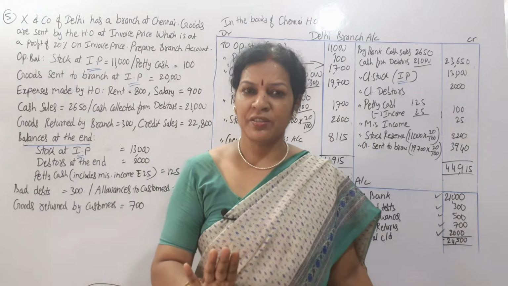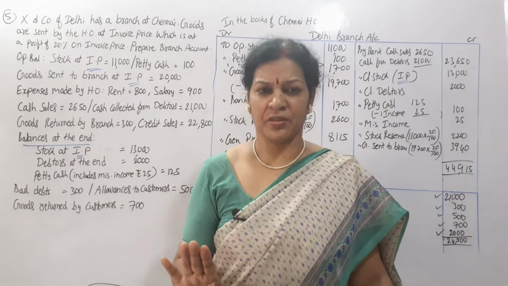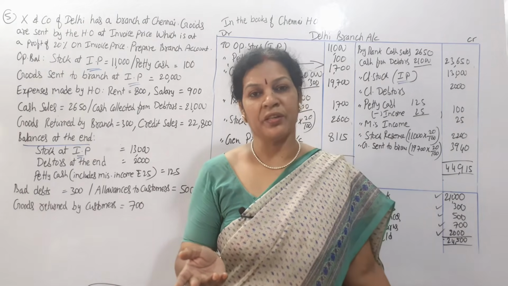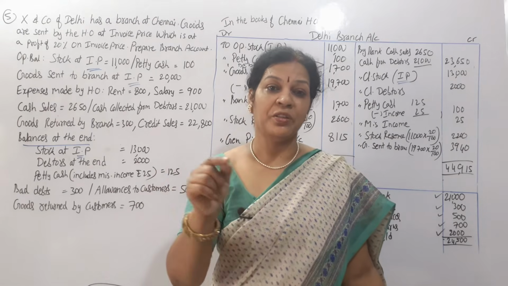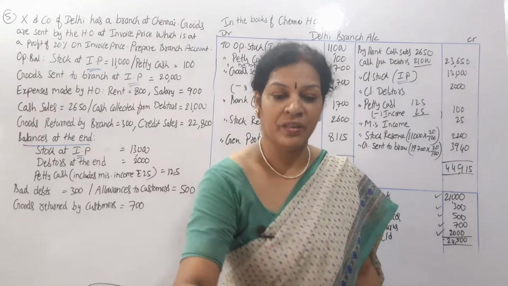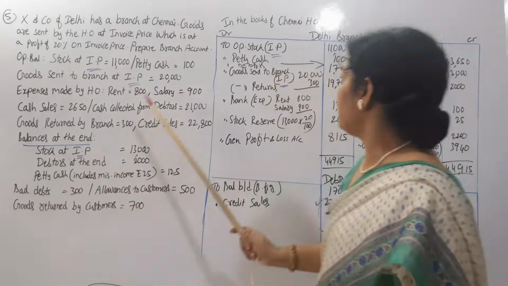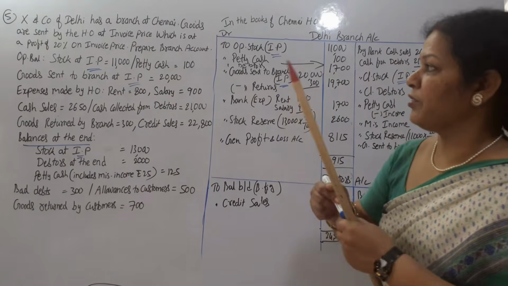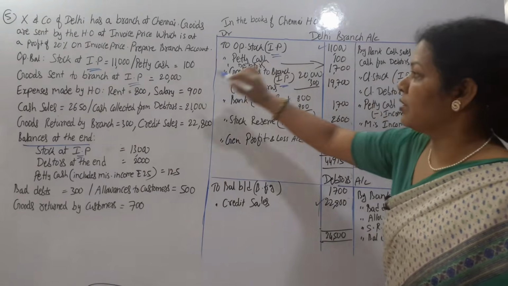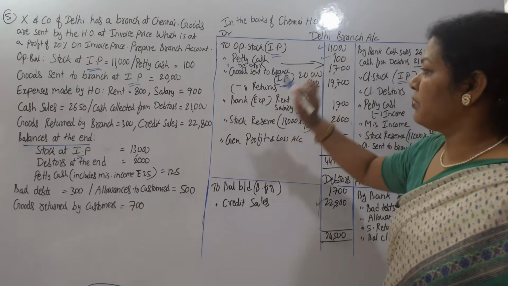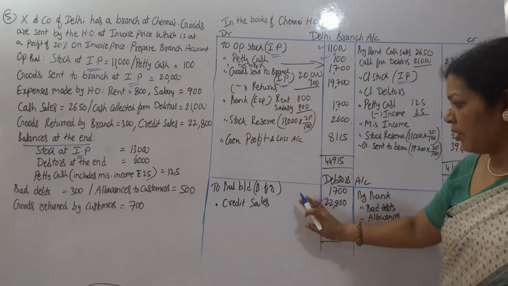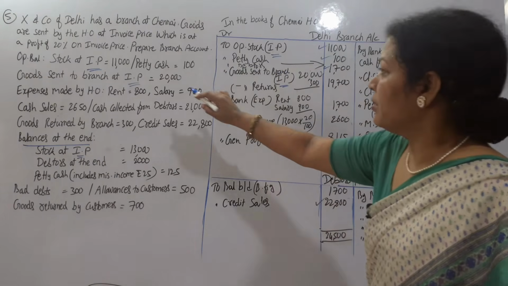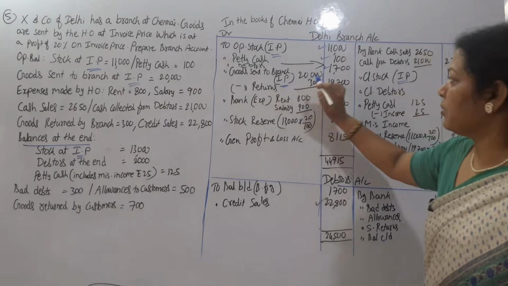Invoice price is simply, they said cost, on cost 20%. It means simple calculation, 20 by 100. If this is cost plus, then 20 by 120 we could have taken. Now if you see the problem, it is a simple problem. Let me show you each and every item. Opening balance, invoice price, it is here. Petty cash, 100 rupees is here. And debtors, we got it from the debtors account, 1,700. And goods sent to the branch, 20,000.